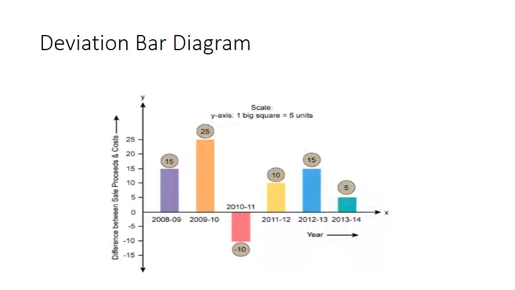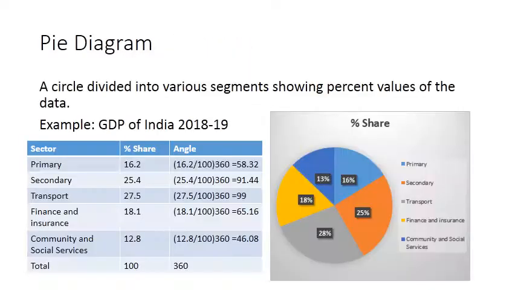So this bar diagram shows the deviation. It shows the change, we can say change in the sales. It doesn't show the actual value. So if the change is shown and you are going to present that in the form of a diagram, then you can use the deviation bar diagram.